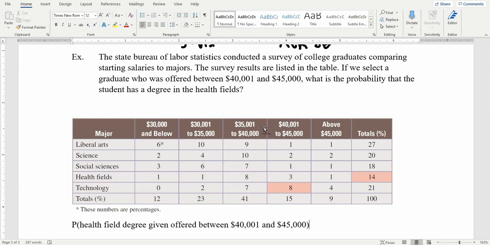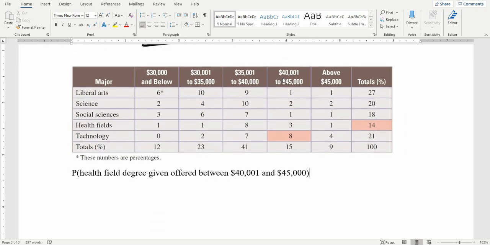Do you see that? The real question is, what is the probability a student has a degree in the health fields? But there's a stipulation, that given: they were offered between $40,001 and $45,000. That's what I have here. So you want to start with the given. This is your denominator. So how many are there between 40,001 and 45,000?